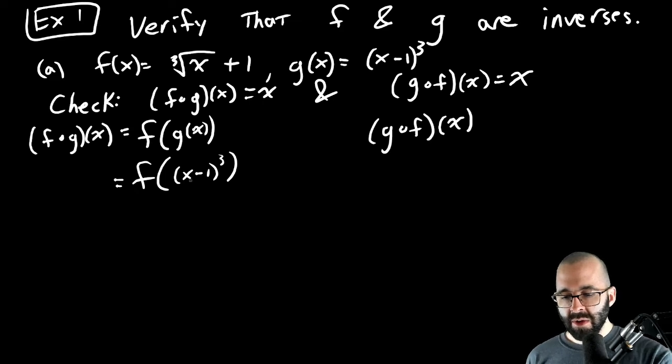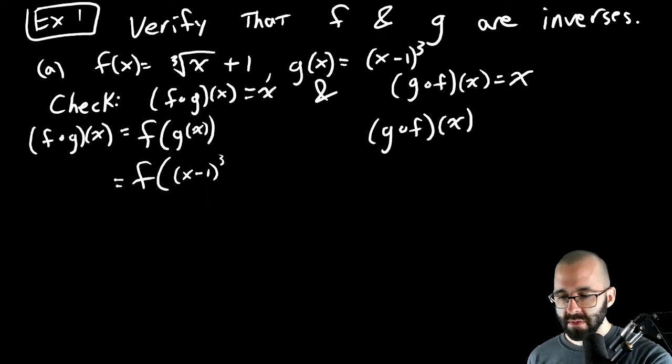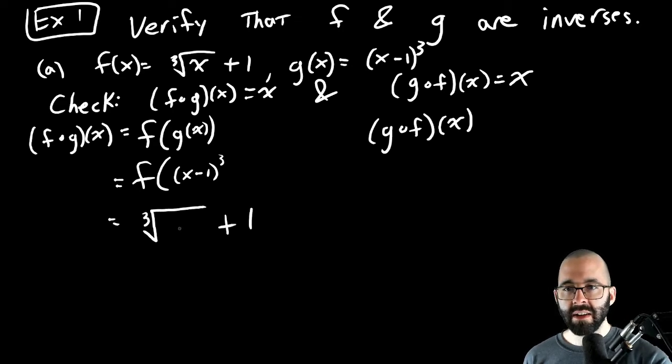And now what we need to do, right? This is our input. We're plugging it into x. Sorry, we're plugging it into f. So look at f. Replace all the little x's with x minus 1 cubed. So normally this is what f is with a little x right here. But we're not plugging in x anymore. We're plugging in x minus 1 cubed.